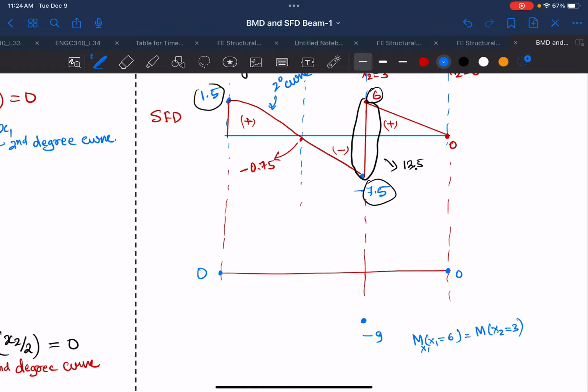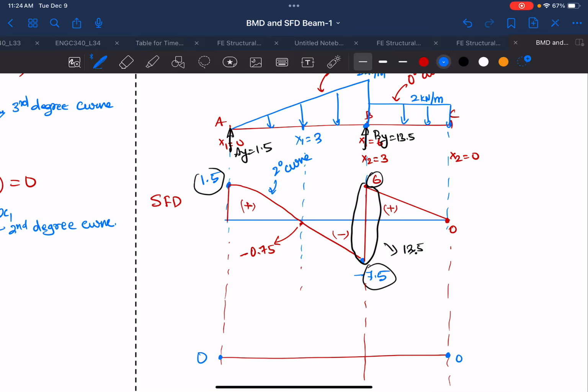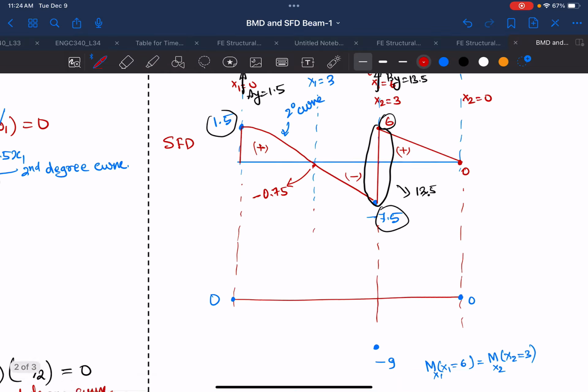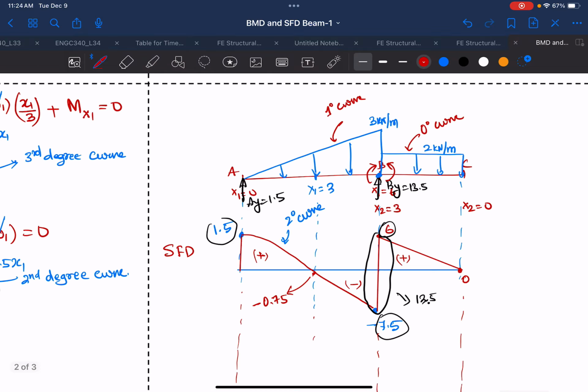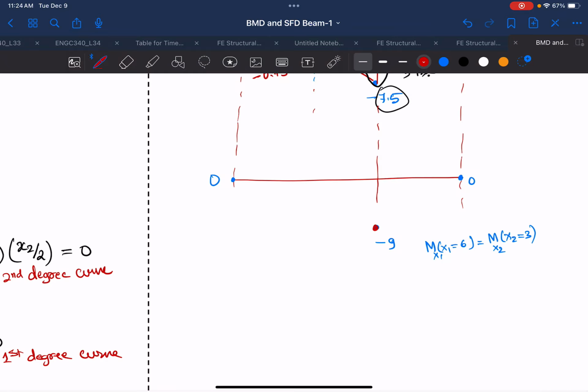Okay, for your x1, x2. Why? Because here you have only the support reaction. If you have only the support reaction and there's no concentrated moment, then what you'll expect is the internal moment will be the same. So if it is the same, that means your moment also will have to be the same.